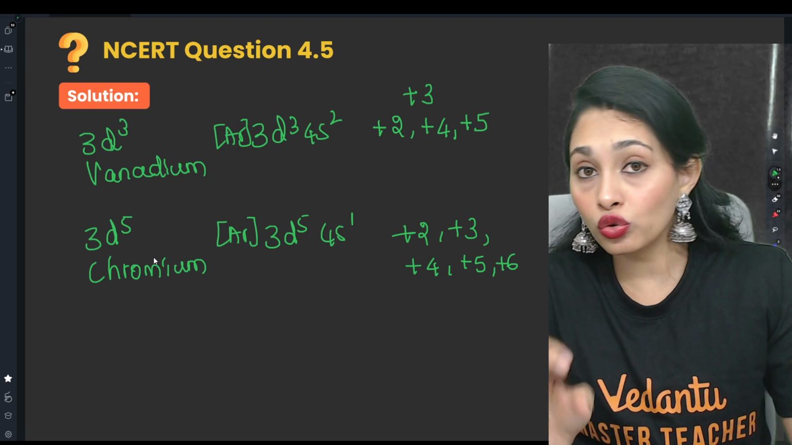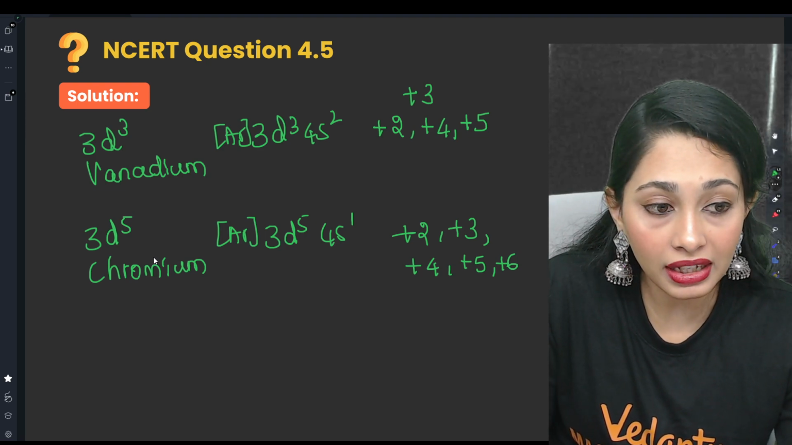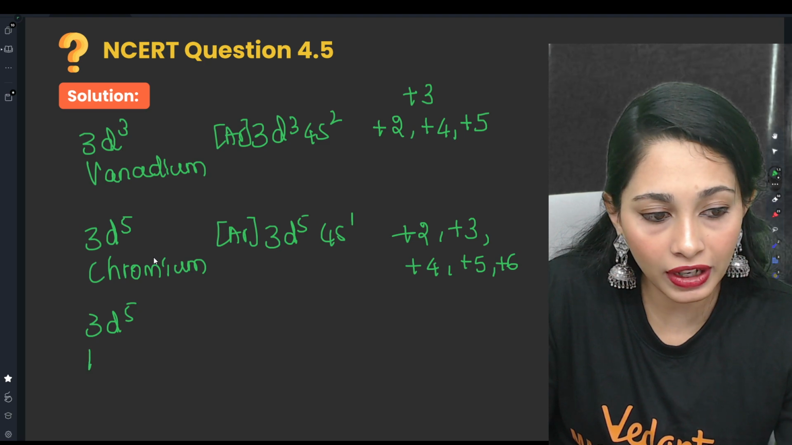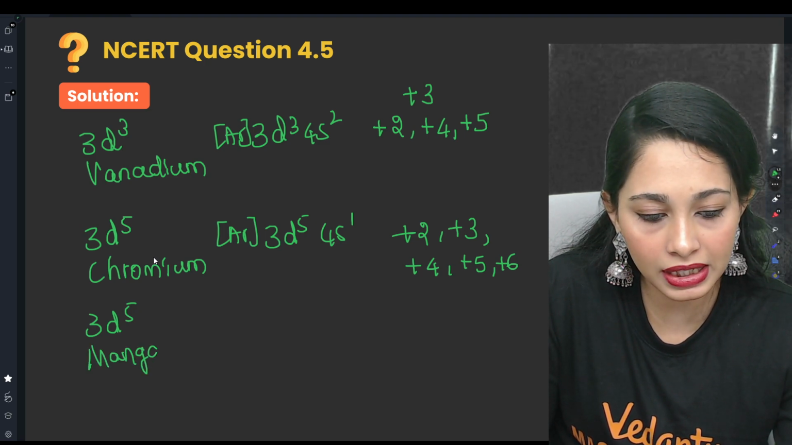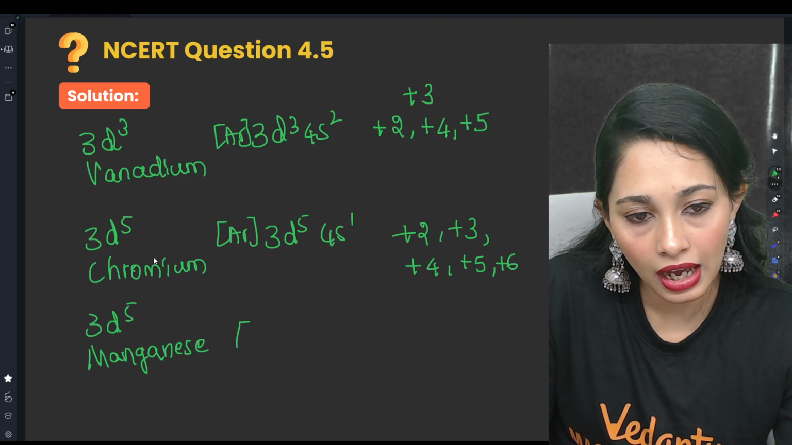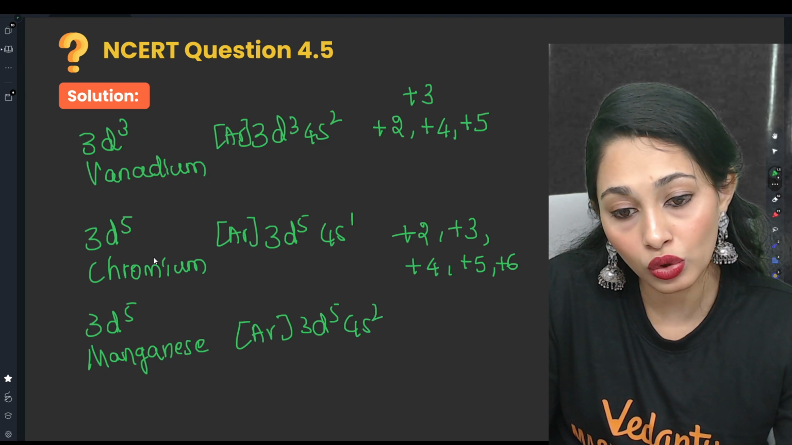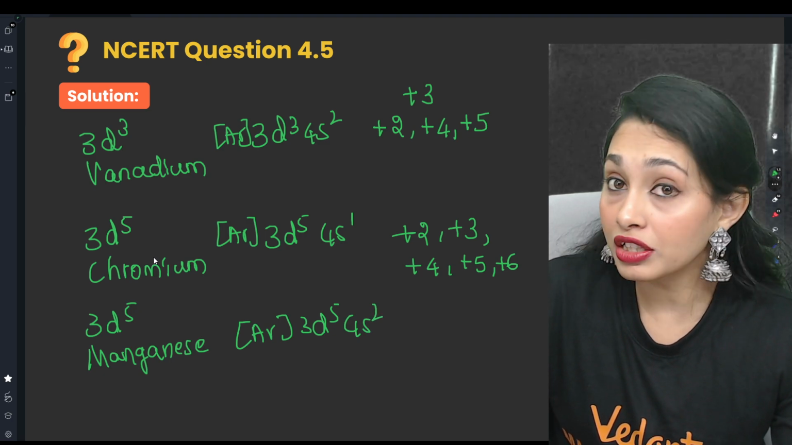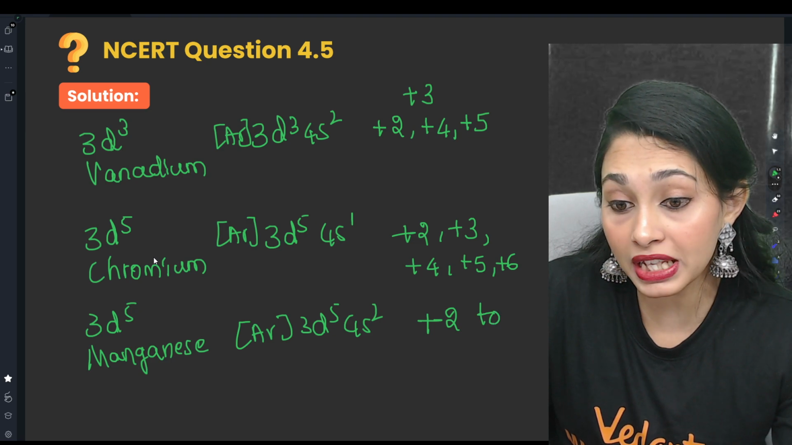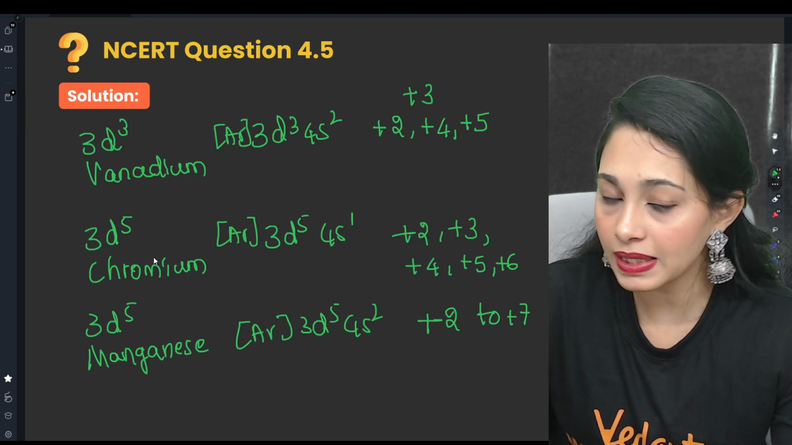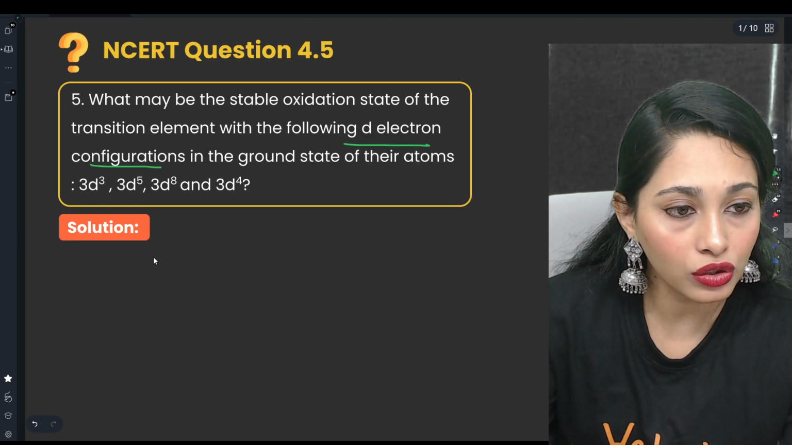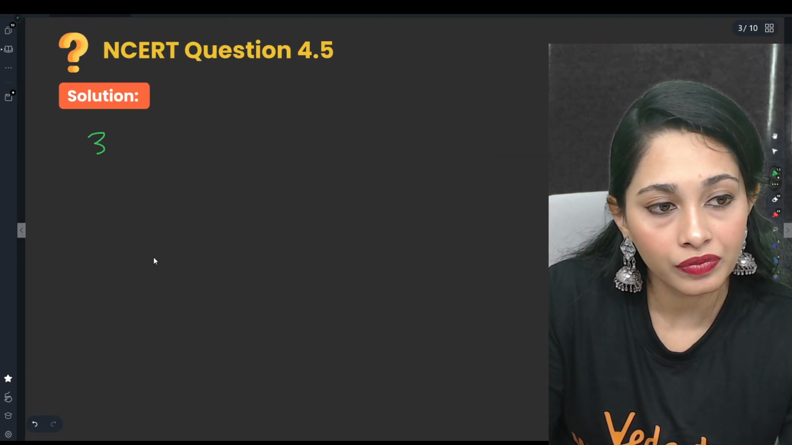3d5 is not only shown by chromium, but manganese also shows 3d5 electronic configuration. Manganese is argon 3d5 4s2. So manganese shows oxidation states from +2 to +7. And then we have the configuration 3d8.